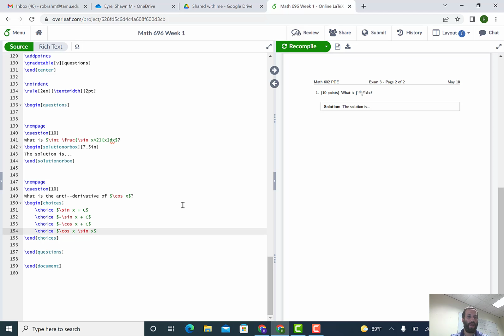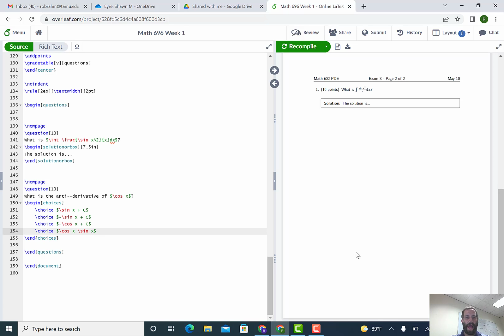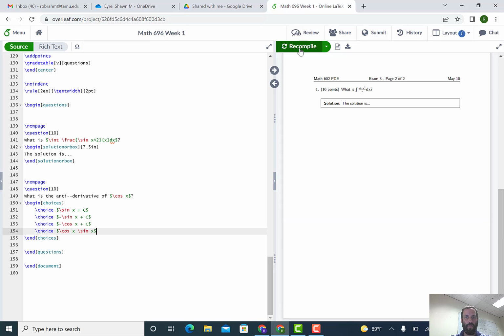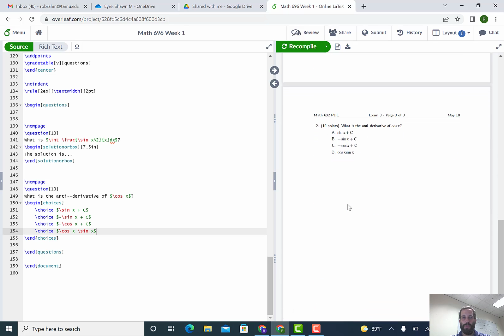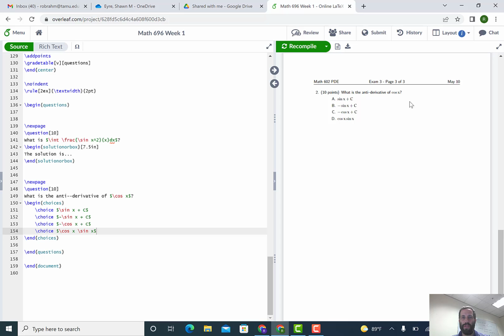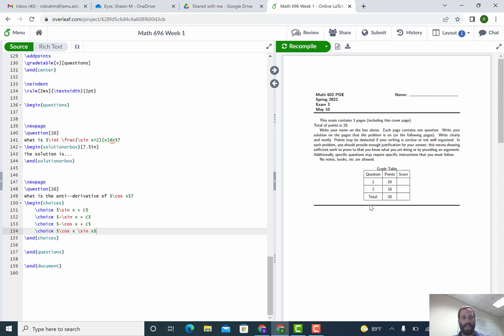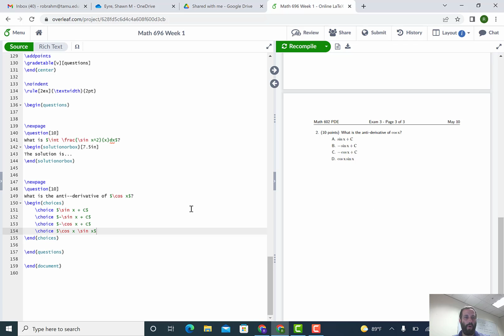Okay, so now when I compile this, it's going to add a question. It's going to be worth 10 points. It's going to add a question here in the grade table, so on and so forth. Let's cross my fingers that I haven't screwed this up. Okay, so now, this is it. What is the antiderivative of cosine x? And here are all of our answers. Notice it says 10 points there. If I come up to the grade table, it's added the 10 points there like we want.